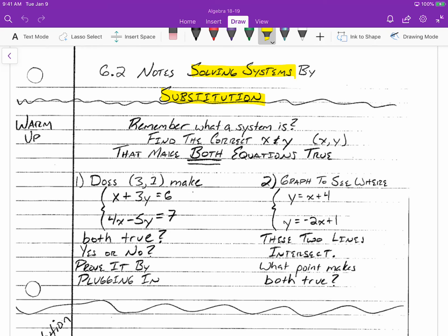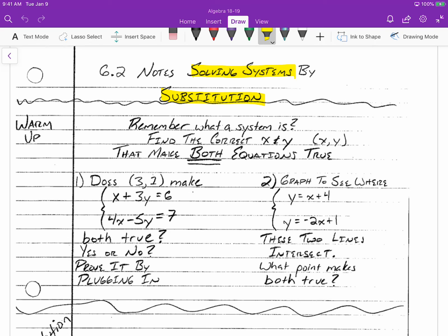So what are these systems we've been doing for the last couple days? Well, a system is this idea of having two different equations, but finding that one special point where the two lines intersect, that one perfect point, that one perfect situation that makes both equations true at the same time. So we've done questions like both number one and number two.